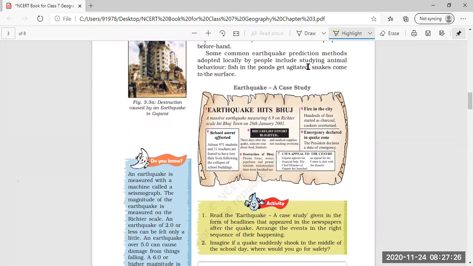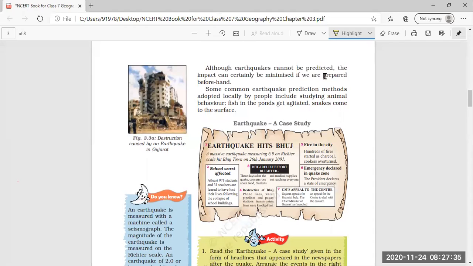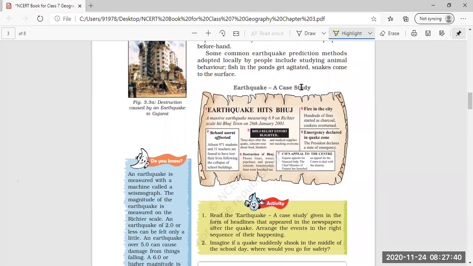Some common earthquake prediction. When the earthquake will come, or in which place it will come, is not predicted, but there are places where these earthquakes occur off and on. Some common earthquake prediction methods are adopted locally by the people, including studying animal behavior. Fish in ponds get agitated, snakes come to the surface.